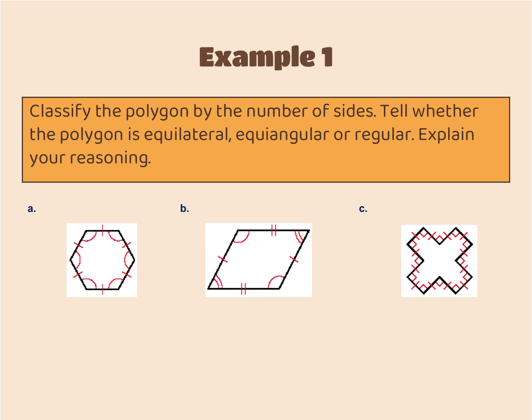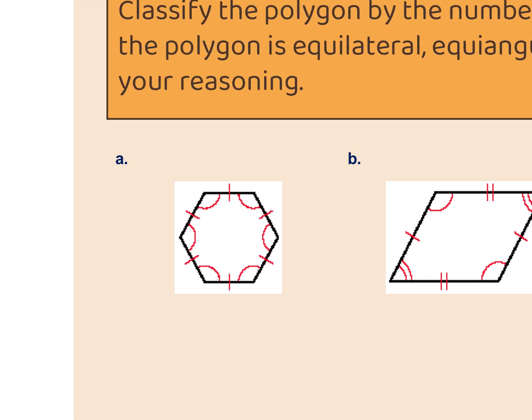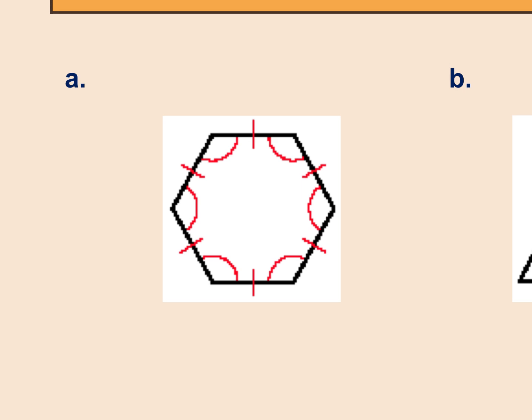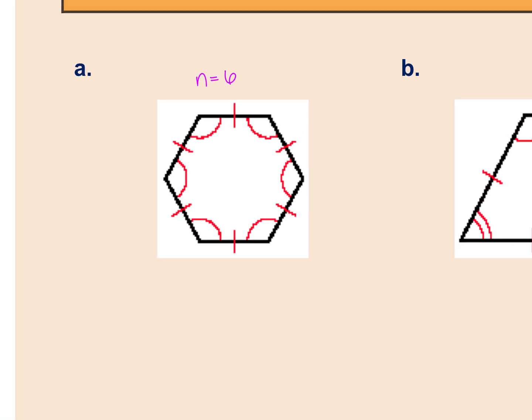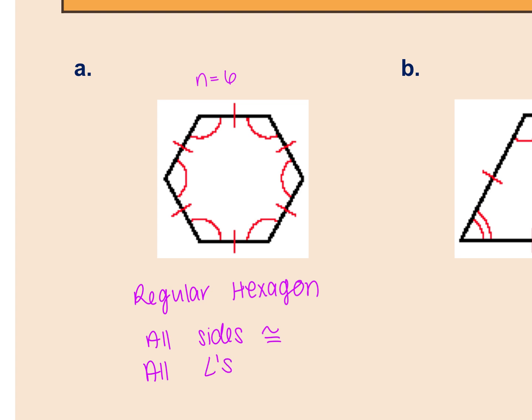All right, looking at our first example, it says classify the polygon by the number of sides. Tell whether the polygon is equilateral, equiangular, or regular. Explain your reasoning. So let's go ahead and look at A. How many sides does A have? 6. So let's say n equals 6. And what's the name of a shape with 6 sides? Good. Are all my angles equal? Are all my sides equal? So this is called a regular hexagon. All sides are congruent. Also, all angles are congruent.